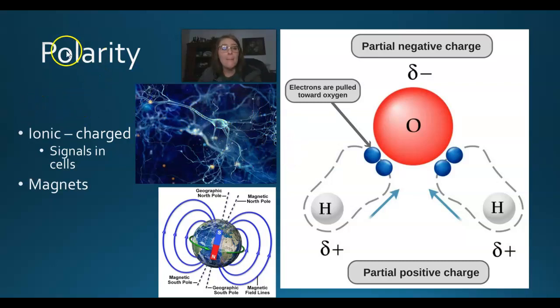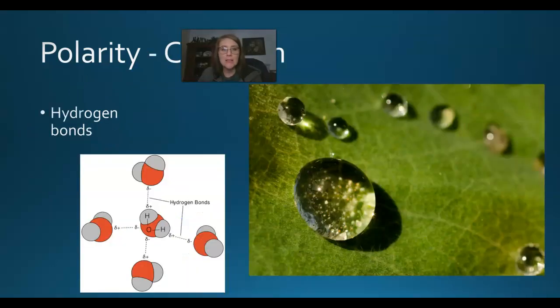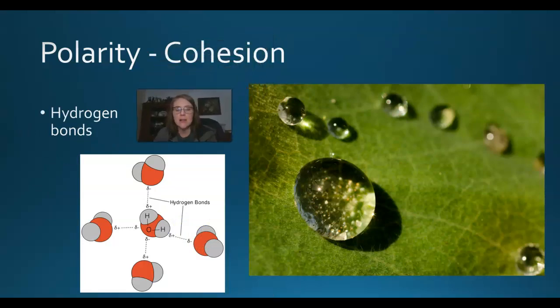We need those little magnet-like water molecules in our body so that we can have things like electrical signals sent inside of our neurons to give messages in our brain. All right, one other thing, there's two other things that polarity really causes that are important.